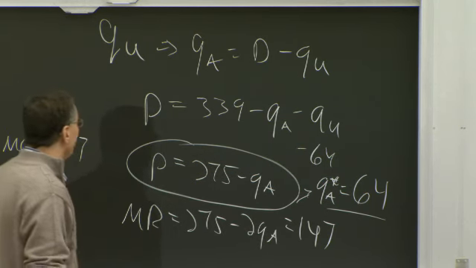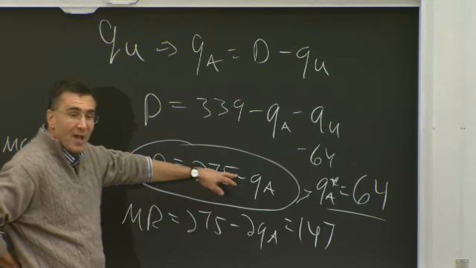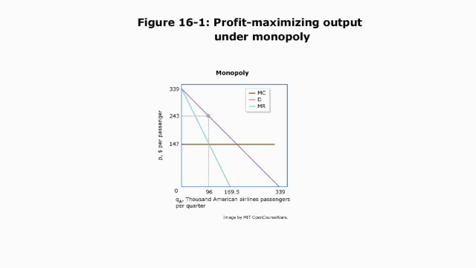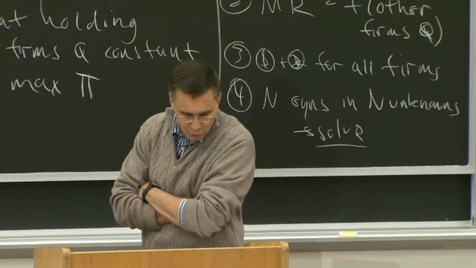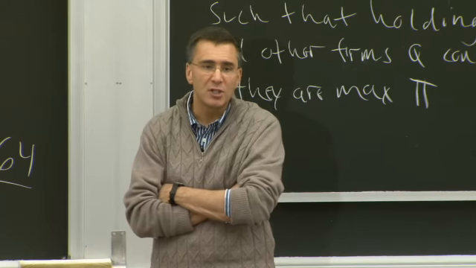At 64,000 flights, what's my price going to be? Well, my price is 275 minus QA, so my price would be 211. If I think United is delivering 64,000 flights, then I'm going to deliver 64,000 flights at a price of $211. So that's basically how American would function.